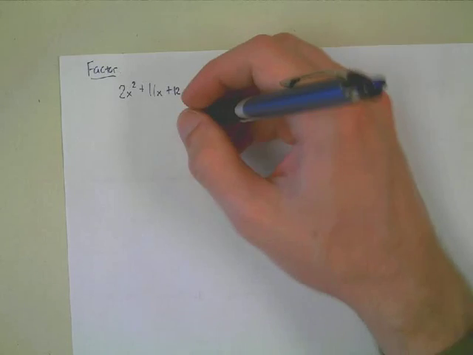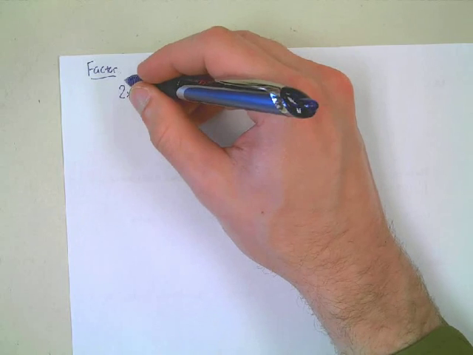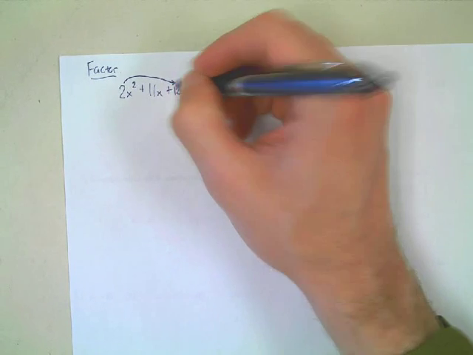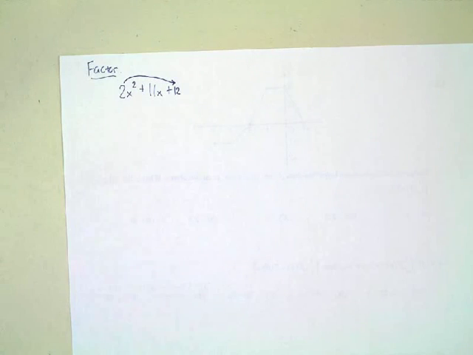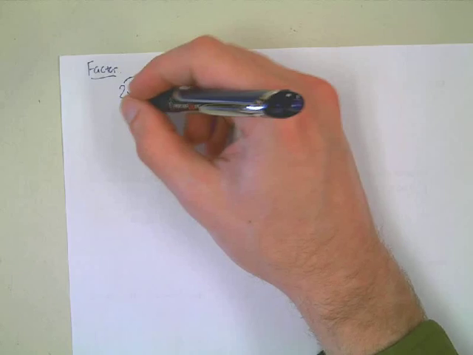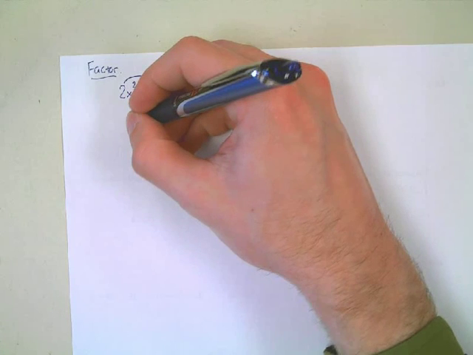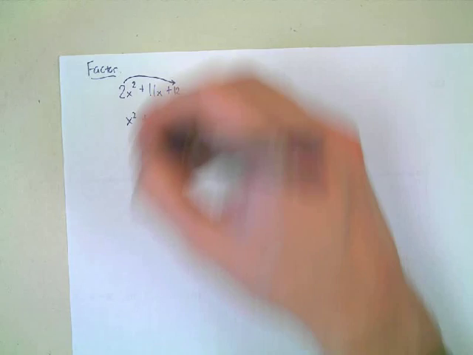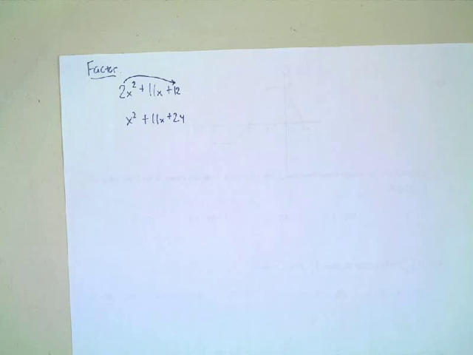So we're going to take the 2 from the 2x squared and slide it back. And what will that make it? The 2 is gone from the x squared term, so now it's x squared plus 11x plus 24. You got it, Gabe. Exactly right.